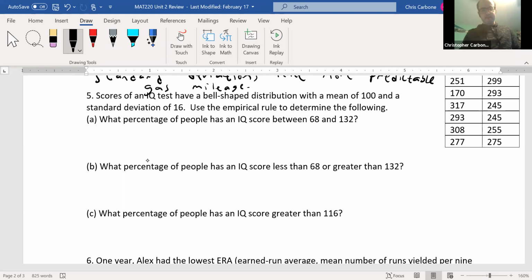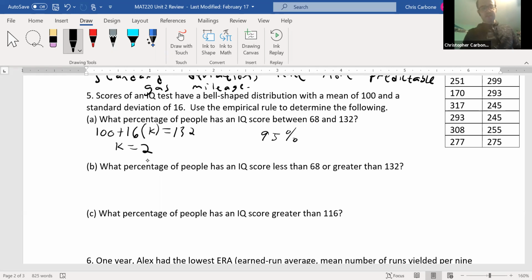Well, we need to see how many times we add 16 to 100 to get a value of, let's say, 132. Solving this algebraic equation, we just get an answer of 2. Right, and the same thing with subtracting. We have to subtract 16 twice to get 68. So based upon the empirical rule, with a k here of 2, we get an answer of 95% of those IQ scores between 68 and 132.